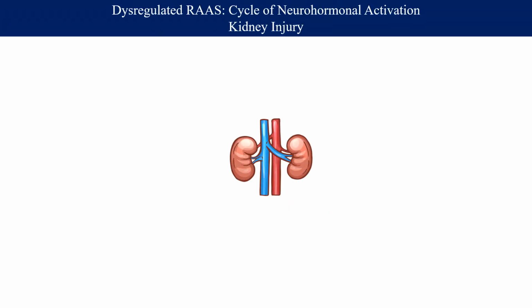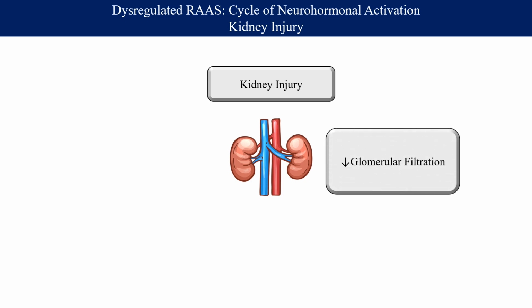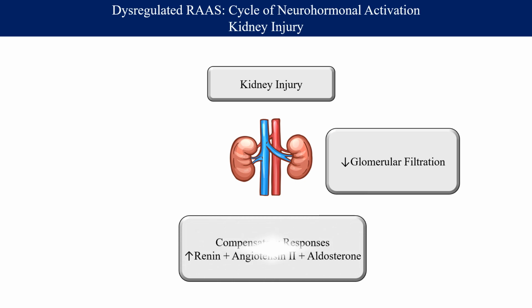Similarly, dysregulated RAS activation may also lead to potentially serious adverse outcomes in patients with kidney injury. In patients with kidney injury from whatever reason, there is reduced glomerular filtration. This leads to activation of RAS to increase glomerular filtration pressure and salt and water retention, to increase blood volume and pressure as needed by the body.